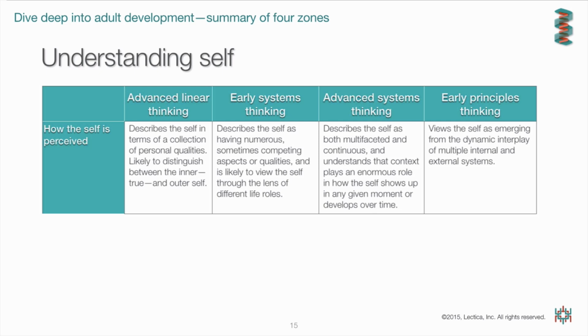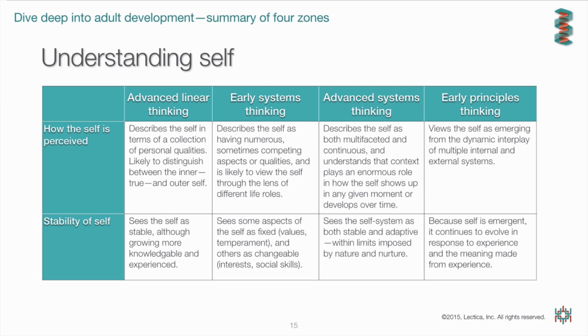Moving on to the sense of stability in self, in advanced linear thinking, the self is seen as stable, although growing more knowledgeable and experienced over time. In early systems, some aspects of the self are seen as fixed, such as values and temperament, and other aspects are seen as changeable, including interests and social skills.